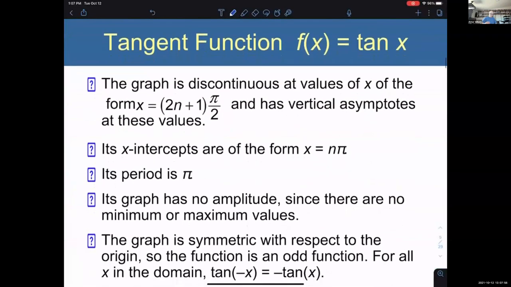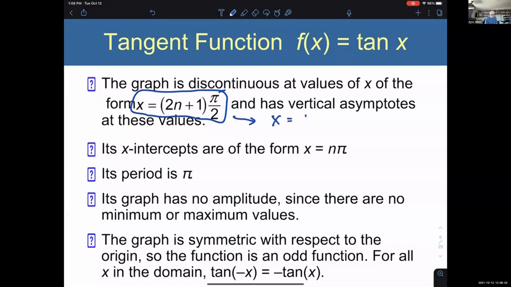So they're going to try to point out some of the properties of the tangent graph. The graph is discontinuous at values of x of the form, and they give this kind of weird form to try to express it. And that's kind of like the weird form that they gave for the repeating periods of functions as well. But when they say 2n plus 1, that's just their way of saying any odd number of pi over 2. Because if n is a 0, you have a 1. If n is a 1, you have a 3. If n is a 2, you have a 5. So this is like x equals pi over 2, 3 pi over 2, 5 pi over 2, et cetera.